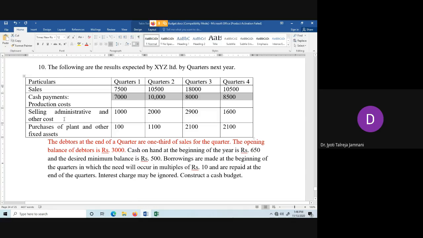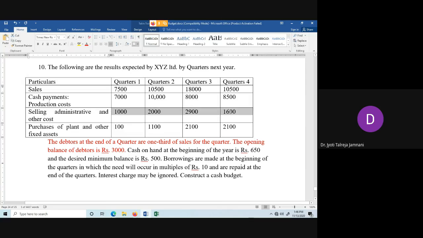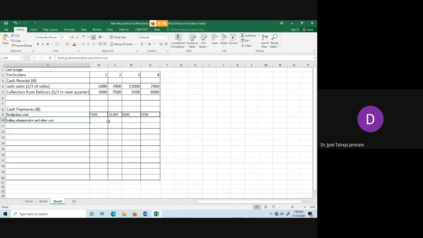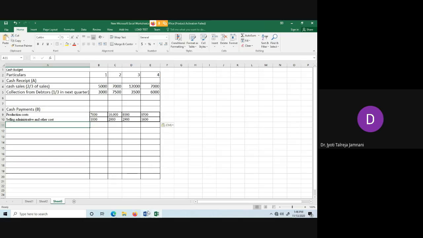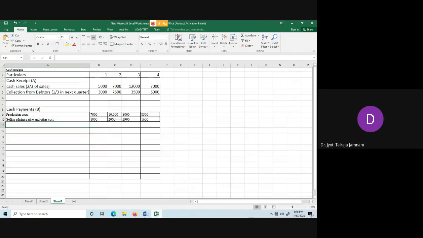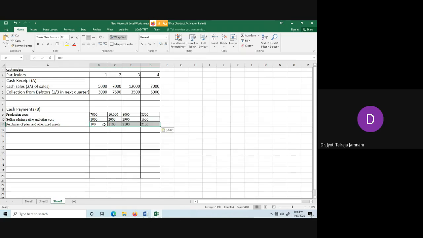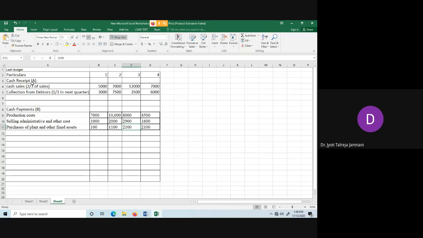The next cost is selling, administrative, and other costs. So under payments, again below production cost, you take selling, administrative, and other cost, and the payments will be made accordingly. And the last one is purchase of plant and fixed assets. And these are the payments made for it. So we take it as it is. So this is how the expenses will look like.